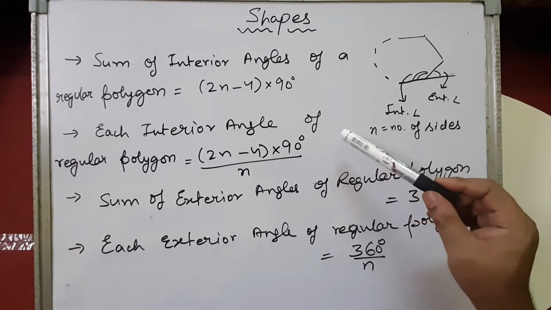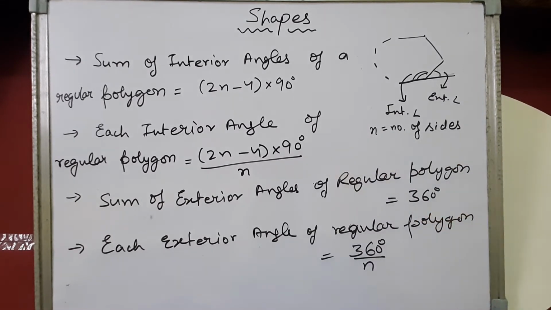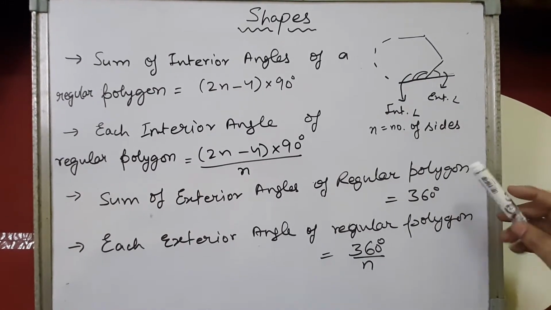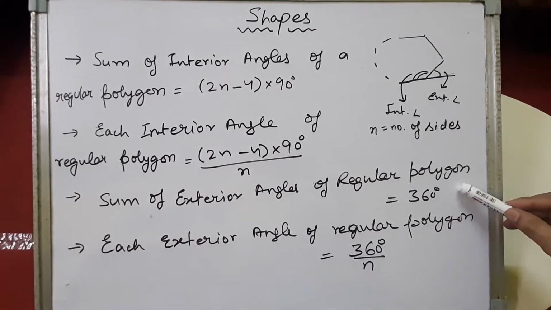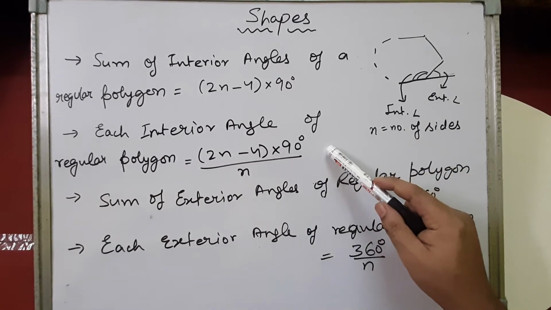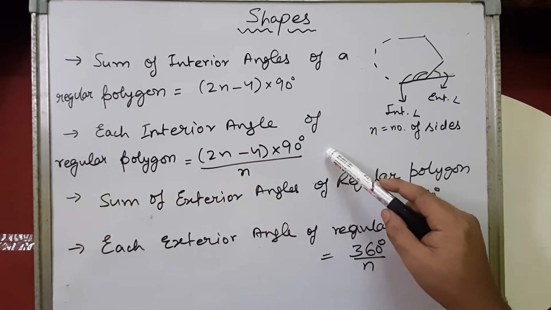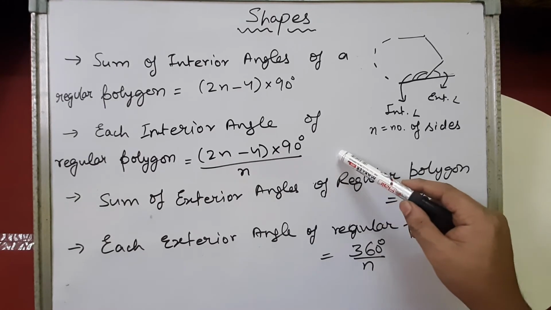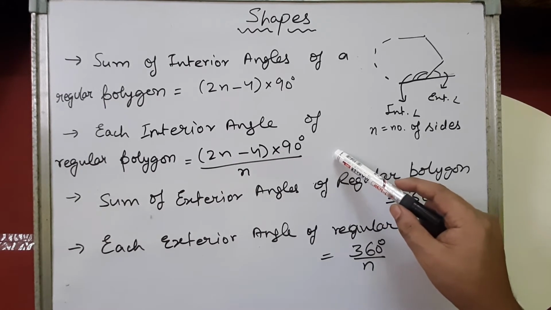If we have to find the sum of exterior angles of a regular polygon, it will be 360 degree. It is always 360 degree in case of a regular polygon. The sum of exterior angles will always be 360 degree. Now, this is some additional formula. You can use it directly for finding each interior angle of a regular polygon.